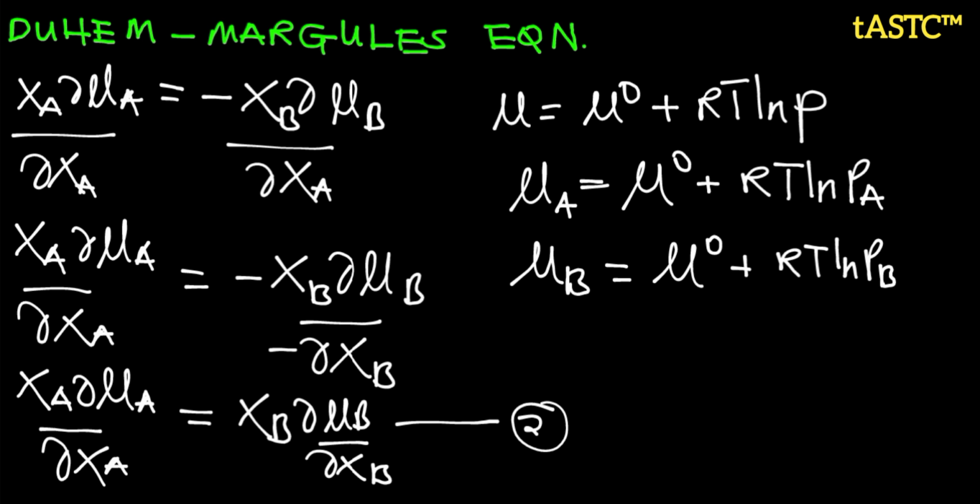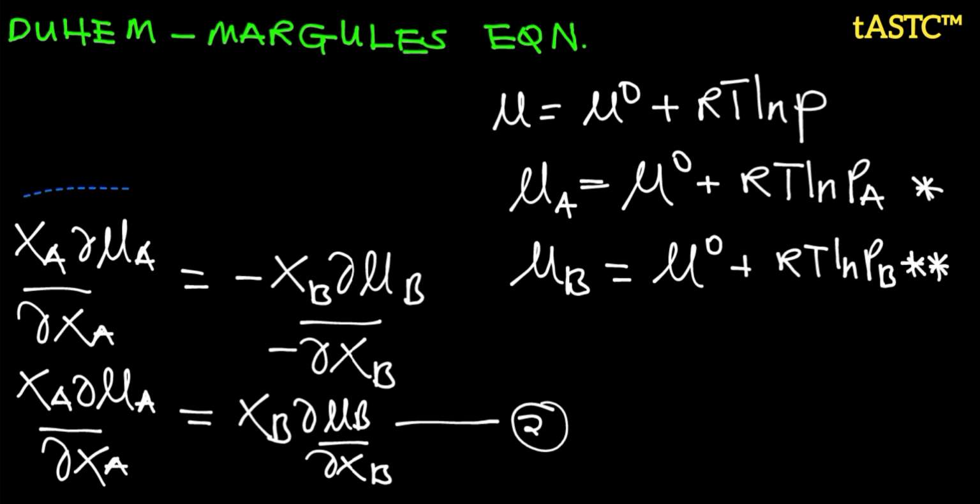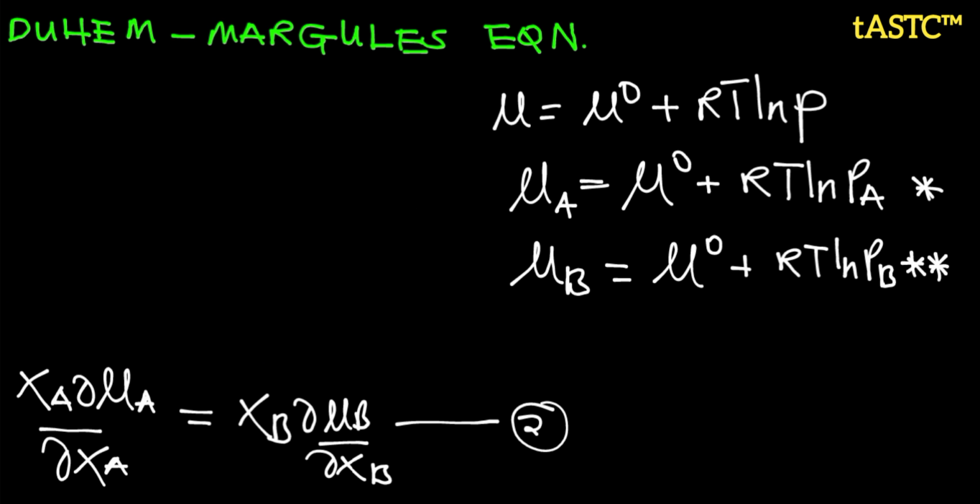So what I'm going to do, I will take the first one. Let's say this is equation star. Let this be equation star star. So equation star, let me use that to differentiate it. I think I'm going to wipe this part out. Yeah. So if I wanted to differentiate this form, what is that going to give?